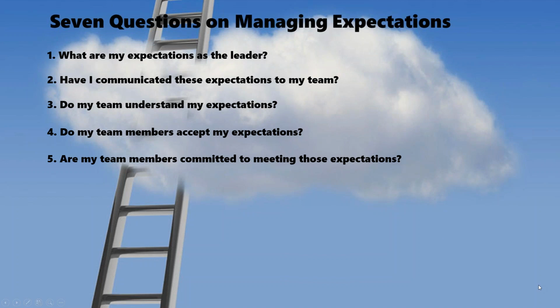Now, this question 5 is, are my team members committed to meeting those expectations? Now, we make an assumption when we communicate expectations to people that they understand them, that they accept them, and perhaps they're even committed to them. Big mistake. Some people are not, believe it or not, committed to meeting your expectations. Right? So how do we actually make sure that people commit to meeting expectations?